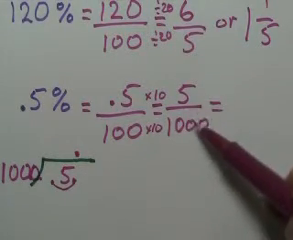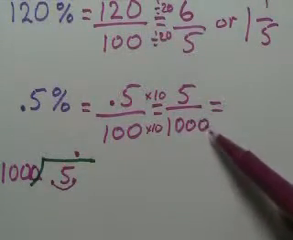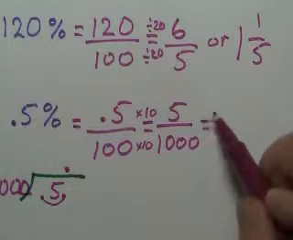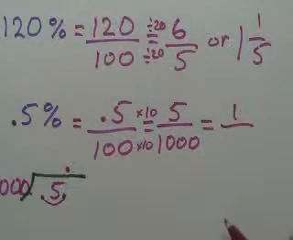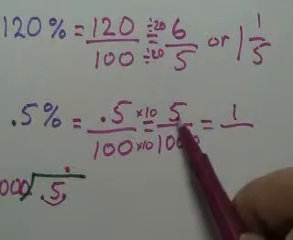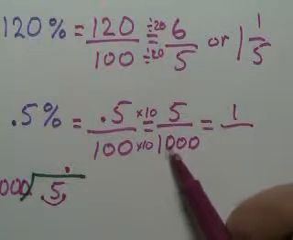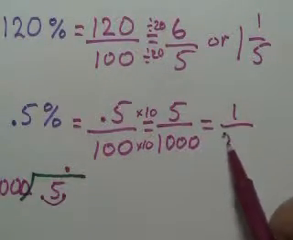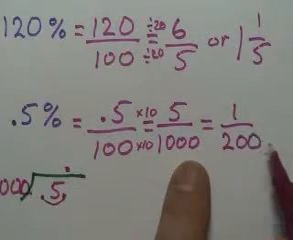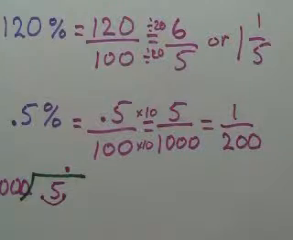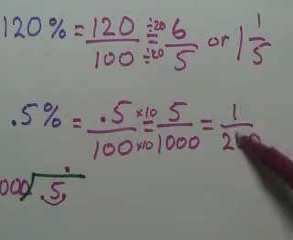Now I need to reduce this though. 5 will go into both of these. 5 goes into 5 once, and 5 goes into 1,000 how many times? Well, I know 5 goes into 10 twice. And then I have 2 more zeros. So the answer is 1 over 200.